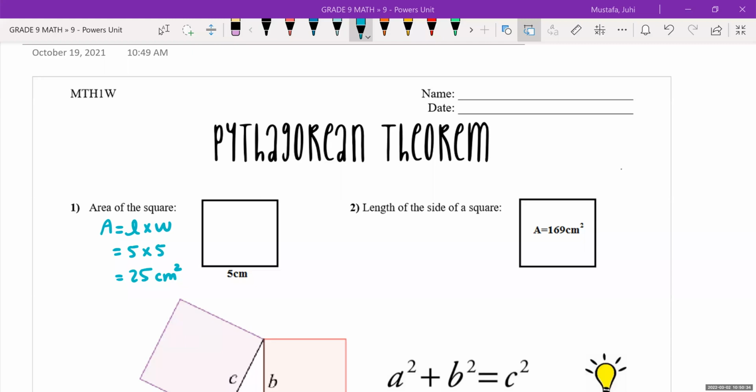Okay, how about a question like number 2? This time, it's asking you for the length of the side of a square, and they've given us the area. This one is a little bit interesting. How do you go from area to side length?